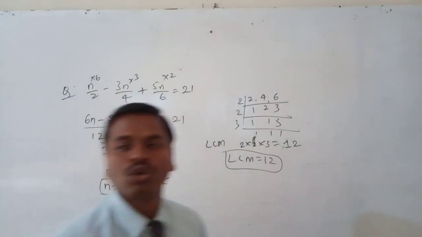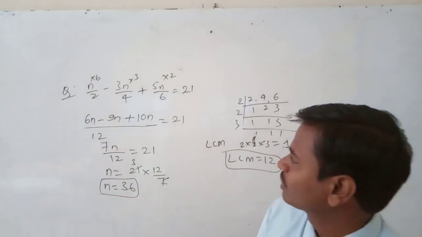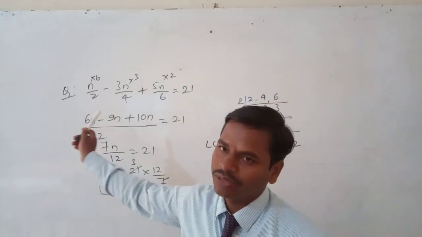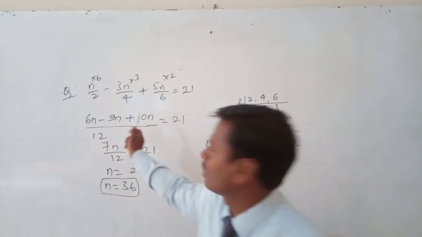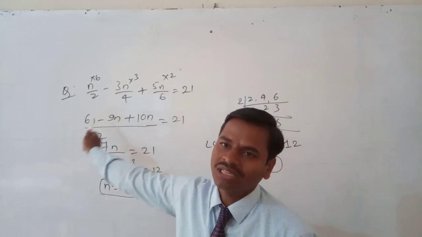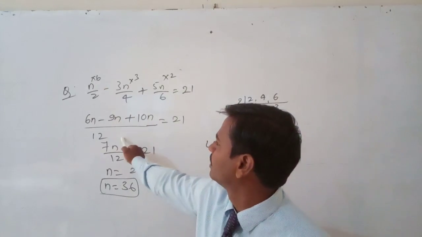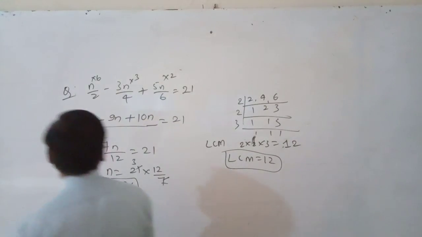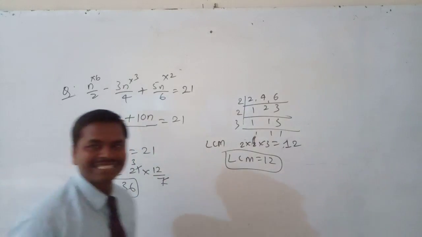This is the way to simplify any linear equation in a complicated form. First you reduce it. Keep the variables on one side and the constant numbers on the other side. Here all three terms are variables: n, 3n, 5n. That's why I directly take the LCM. LCM of 2, 4, 6 is 12.